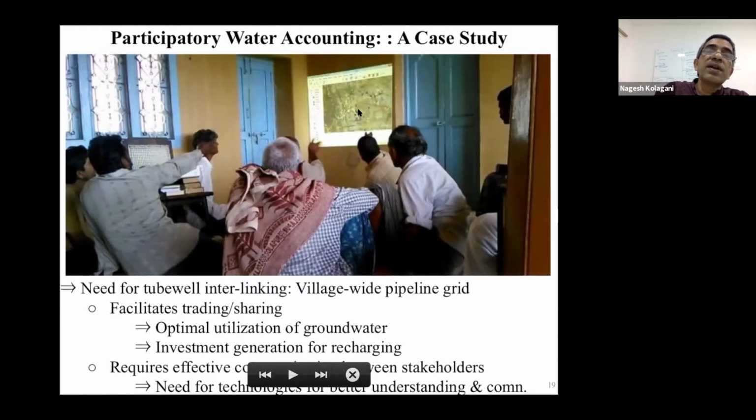Whereas if there's a grid, then I could use that pipeline grid to put my water into the grid, and this person can collect it, and he can pay me. So those kinds of deals were going on informally in some way, but that's what we are trying to formalize and push for. These are the kind of things that I feel will come out of water accounting, participatory, based on the local condition.